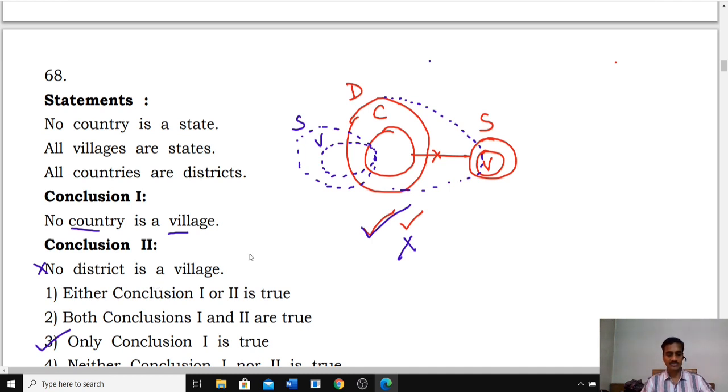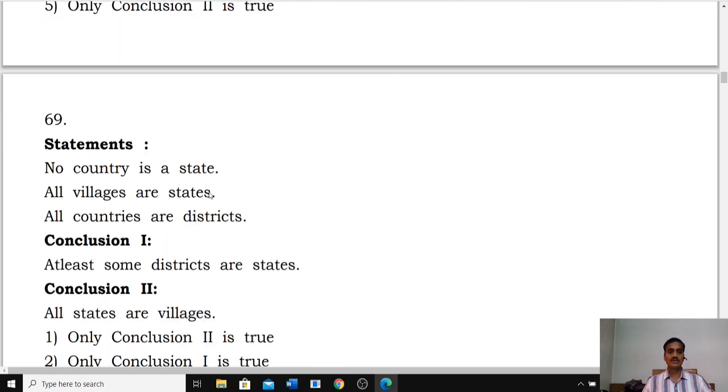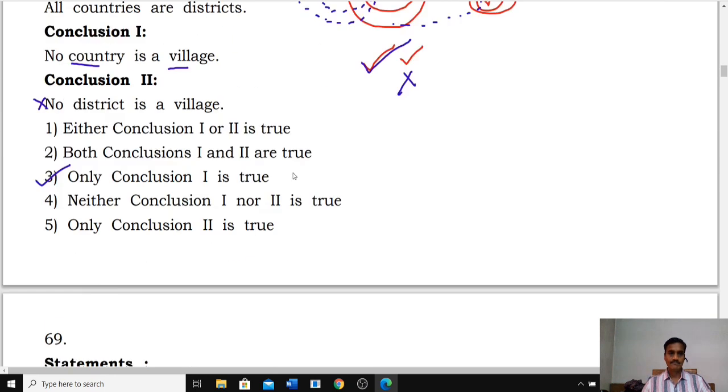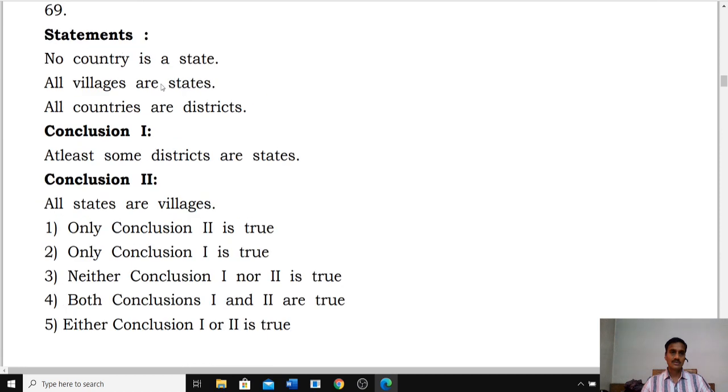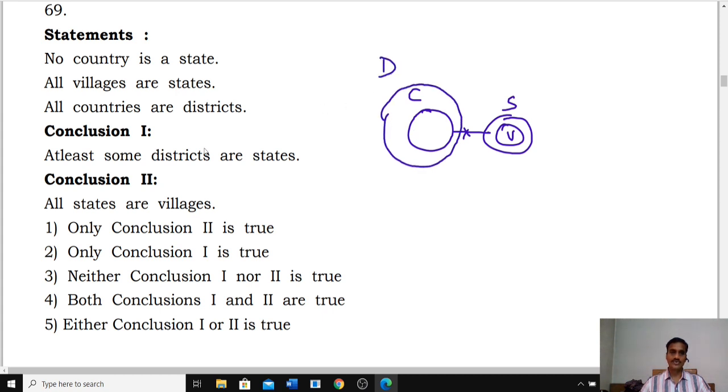Then coming to question number 69. Now in this 69, no country is a state. Now this is country and this is state. No country is a state. All villages are states and all countries are districts. Then first one, some districts are states. District is here, state is here, no intersection between these two, that is false. All states are villages? All villages are states is true.